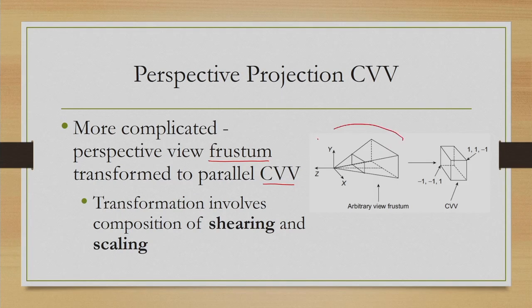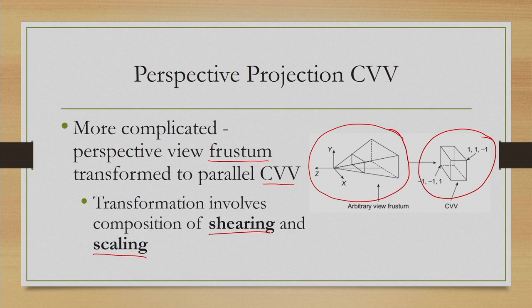So, what we can do here, we will just talk about the idea rather than going into the details. We can convert this arbitrary view frustum to the canonical view volume here by applying shearing and scaling in sequence. As we can guess from the figures, shearing is required to change the shape and scaling is required to change the size. So, when we apply these two transformations on the original view frustum, we get the canonical view volume. Of course, here we will not go into any further details than this basic idea.